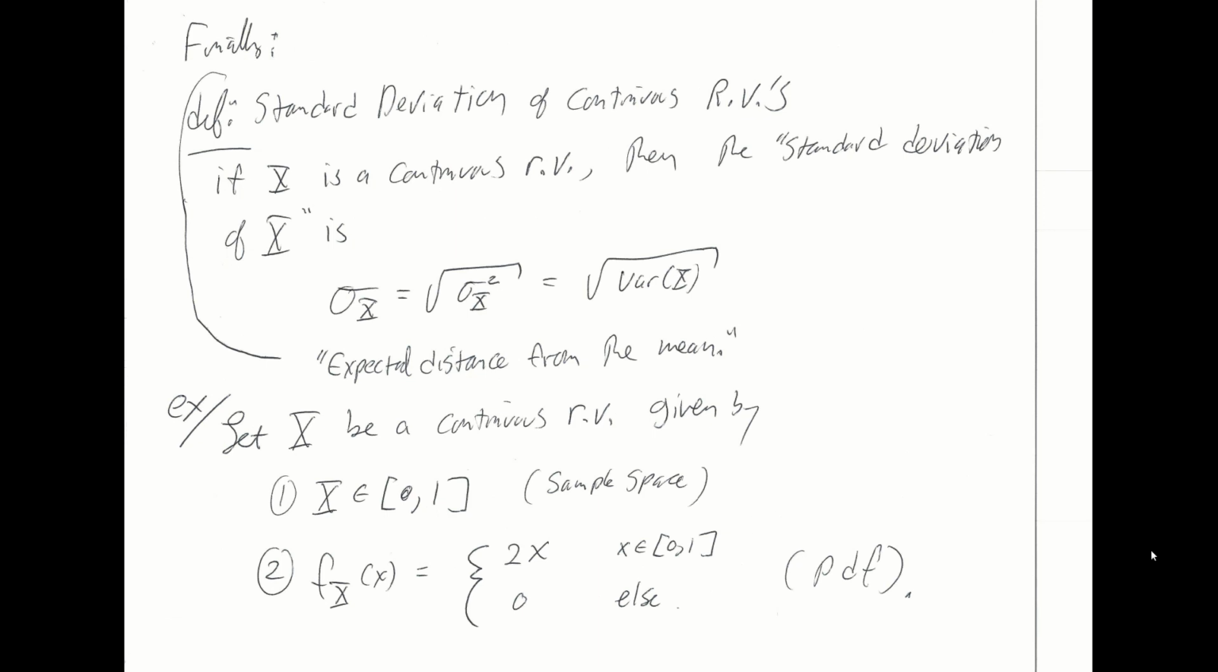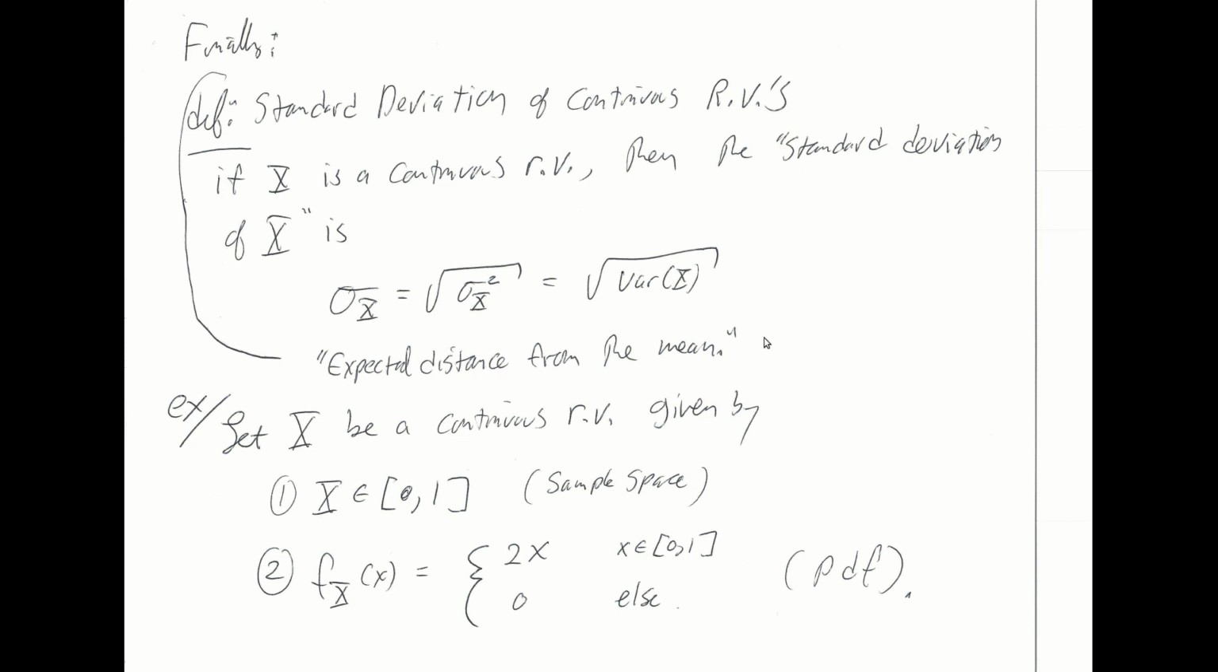And finally, we have defined expected value and we have defined variance. We can now define standard deviation. As before, standard deviation is just the square root of the variance. We're using the same symbol, sigma sub X. And the intuition is the same as well.